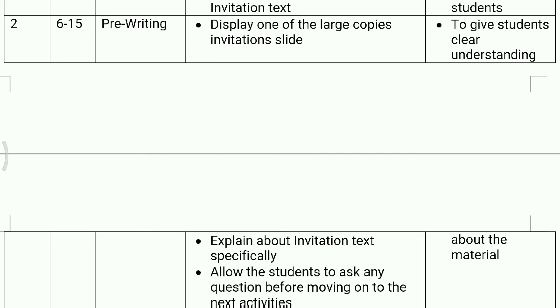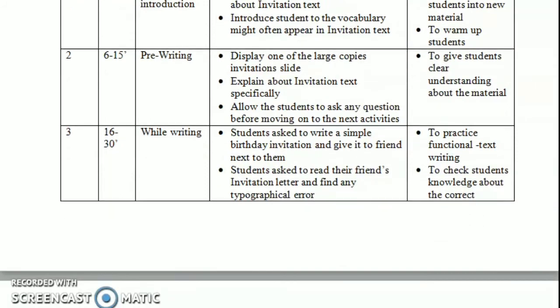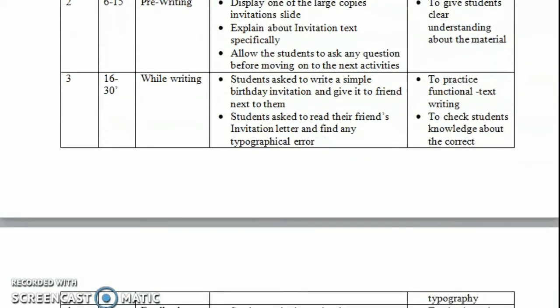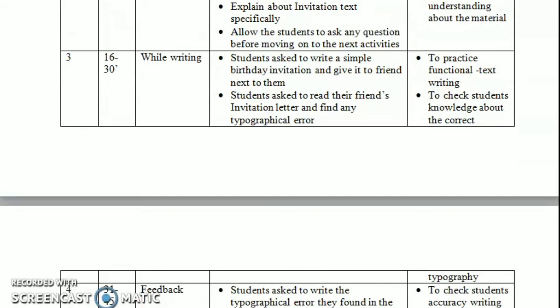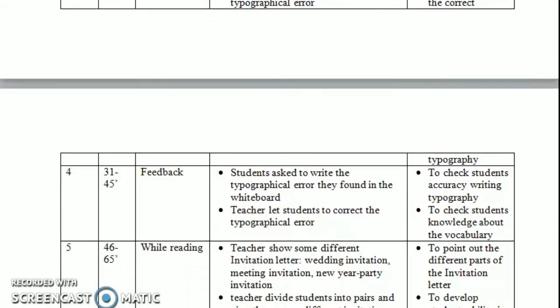Thank you. The next stage is the while-writing activity. It takes 15 minutes, and the procedure is: students are asked to write a simple birthday invitation and give it to the friend next to them. So, students are asked to read their friend's invitation letter and find any typographical errors. The aim of it is to practice functional text writing and also to check students' knowledge about the correct typography.